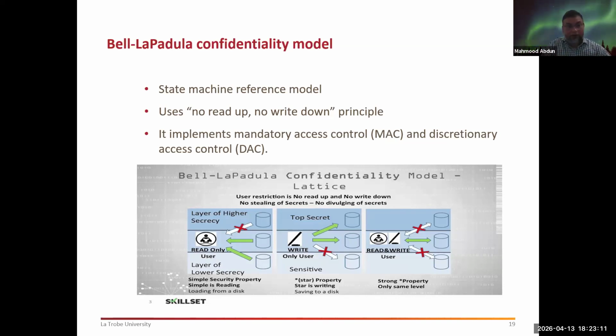The third setup is called the strong star property, which is even more restrictive. Someone can only write at their own level. You cannot read or write from other levels. So if you are in classified, you can only read classified materials and write into classified materials. You cannot read from other levels. Why? Do you think it's practical?